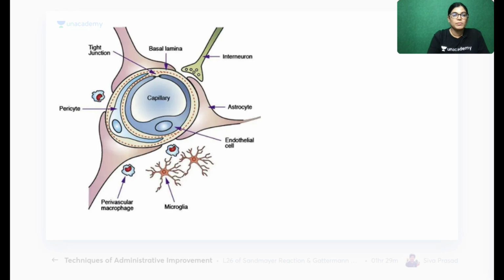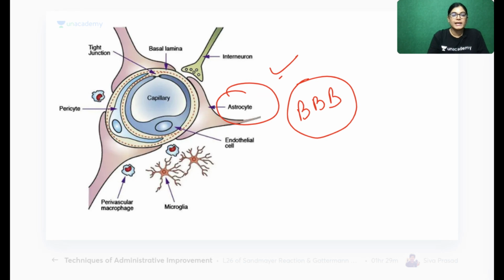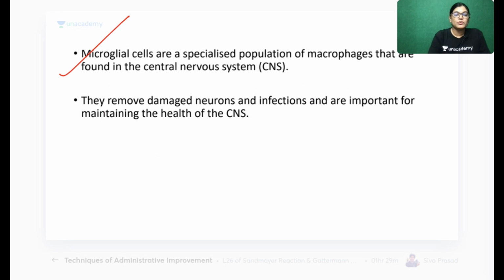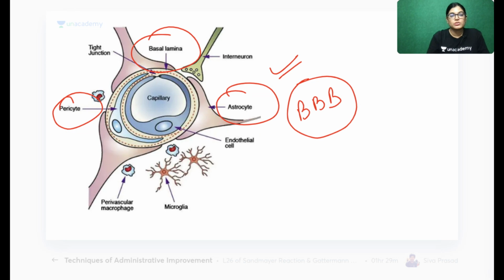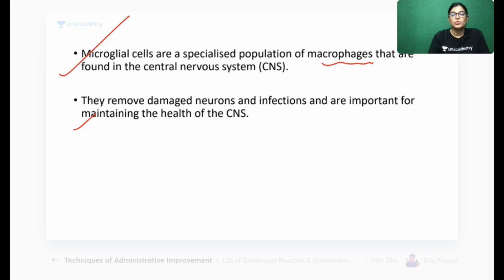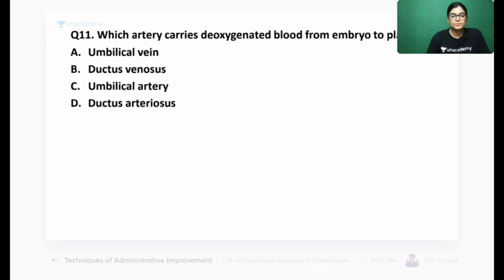Here is a diagram of the blood-brain barrier, where you can see astrocytes forming a component of the blood-brain barrier along with the basal lamina and pericyte cells of the capillaries. And microglial cells are a special kind of cell. We know that astrocytes take part in formation of the blood-brain barrier, and microglial cells, as I told you, behave as macrophages. Removal of dead neurons and infections are important features of the microglial cells.